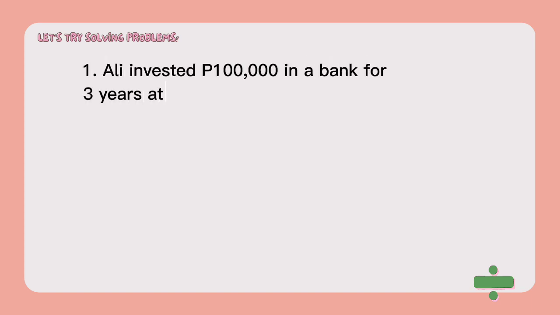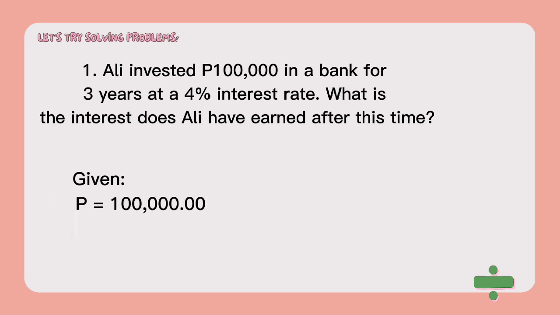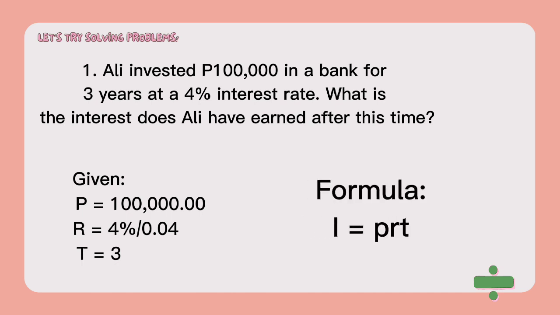Our first problem is: Ali invested 100,000 peso in a bank for 3 years at a 4% interest rate. What is the interest Ali has earned after this time? First step is let's identify all the given in the problem. We have the principal, 100,000 peso, rate 4% or 0.04 in decimal, time is 3 years. Now since we have to find the interest, let's use the simple formula: interest is equal to principal times rate times time.